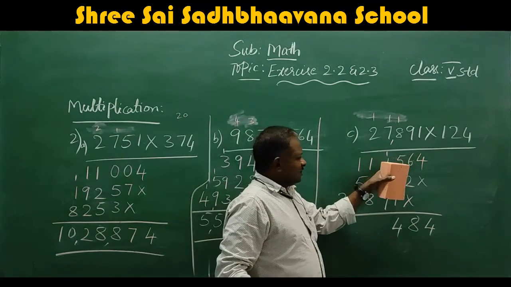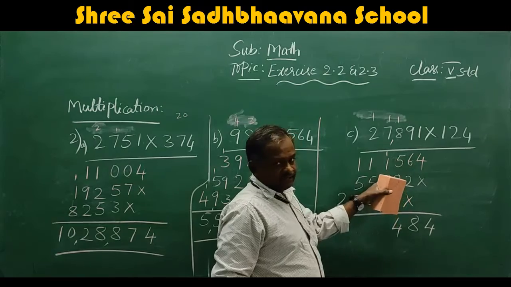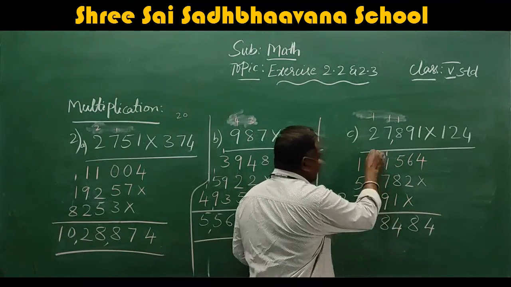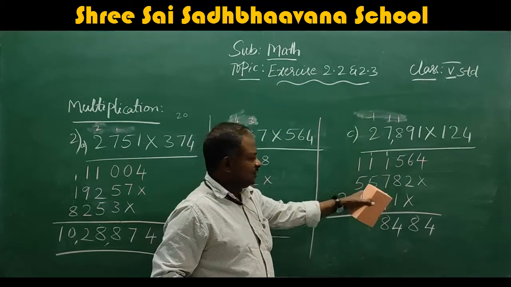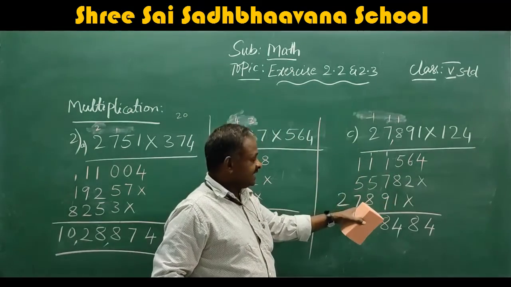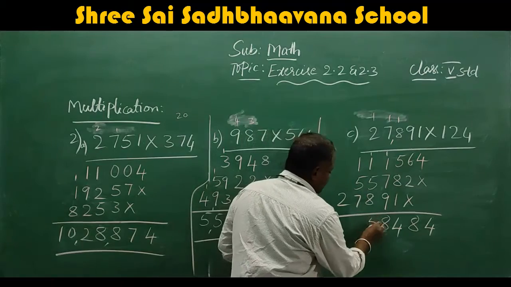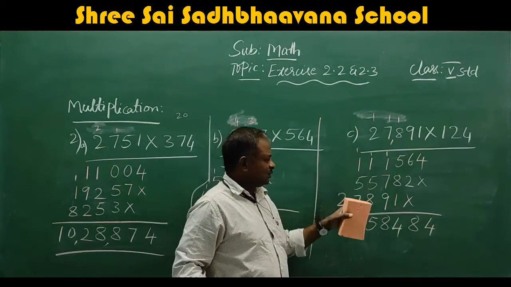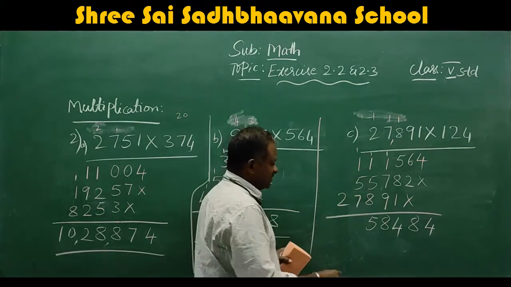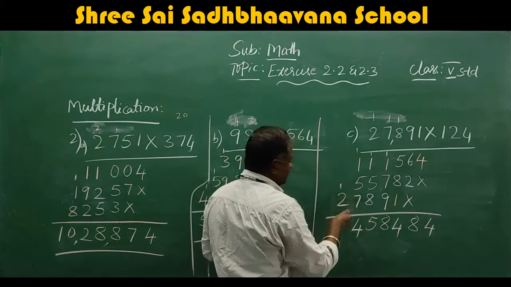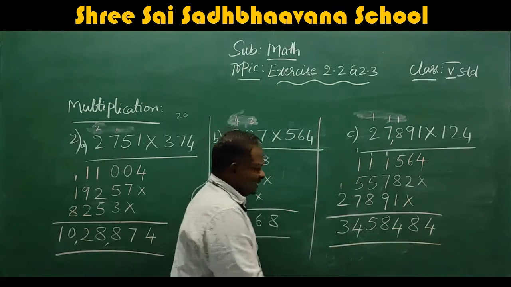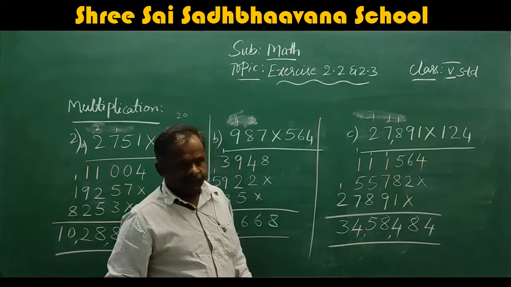Okay. 1 plus 1, 2. 2 plus 7, 9. 9 plus 9, 18. Carry 1. 1 plus 1, 2. 2 plus 5, 7. 7 plus 8, 15. Carry 1. Okay. 1 plus 1, 2. 2 plus 5, 7. 7 plus 7, 14. Carry 1. 1 plus 2, 3. So this is the answer. I hope you understand. Okay.